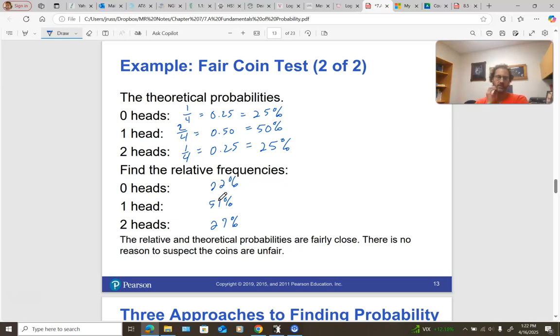And what actually happens, and this is referred to as the law of large numbers, is that if you were to continue flipping 2 coins over and over for 1,000 times, and then 10,000 times, and then 1,000,000 times, these relative frequency probabilities would get closer and closer to these theoretical probabilities. The more times you flip those 2 coins, the closer your relative frequency approximation is going to be to the actual theoretical probability.